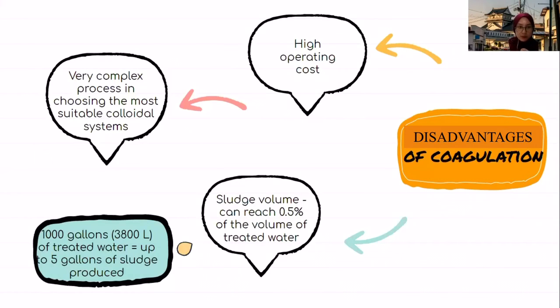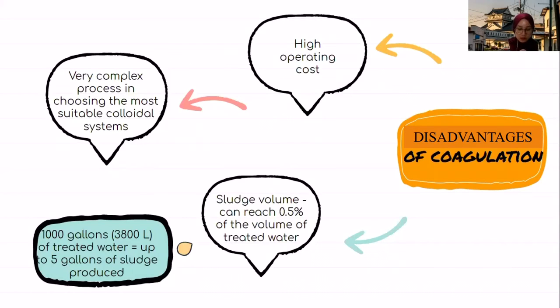The second one is the very complex process of choosing the most suitable colloidal system. In choosing the colloidal system, we first need to consider variables such as the best type of coagulant, optimum dosage, and the best operating pH. Then we can determine the best colloidal system. There are 4 types of colloidal system. Type 1 is high colloidal concentration, low alkalinity. Type 2 is high colloidal concentration, high alkalinity. Type 3 is low colloidal concentration, high alkalinity. And type 4 is low colloidal concentration, low alkalinity.